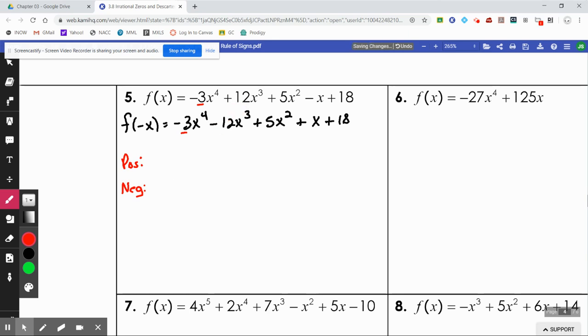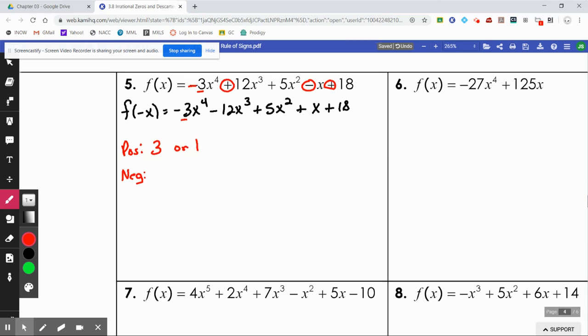So how many sign changes do I have? f of x starts negative, changes to positive. There's 1. Then it changes back to negative, then it changes back to positive. So you have 3. So how many positive zeros will I have? Either 3 or 1. How many negative sign changes do I have? It's negative, negative, changes to positive. There's 1. So I have only 1 sign change.